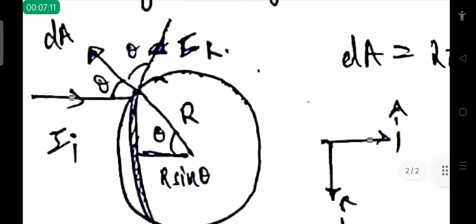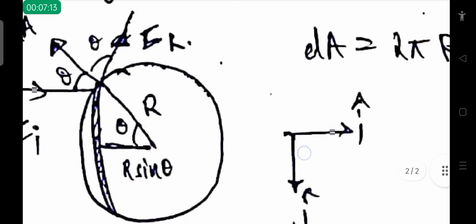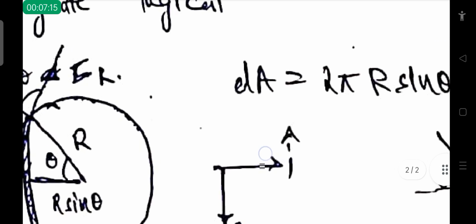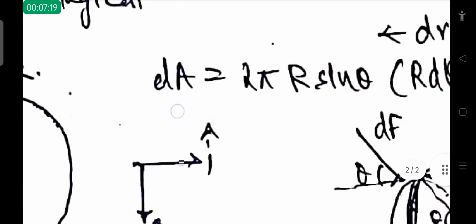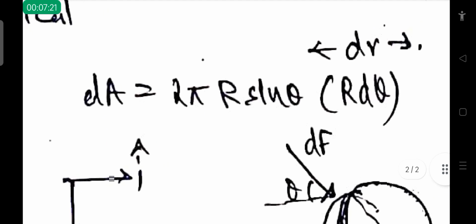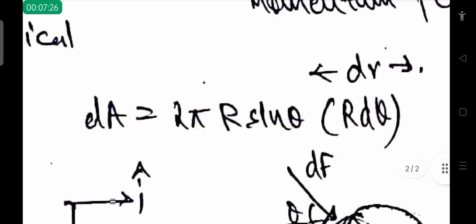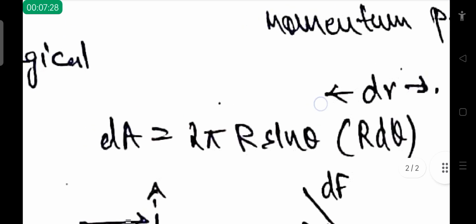Now here we can write dA as pi (r plus dr) whole square minus pi r square. I have not written this out, but directly written dA as 2 pi r sin theta into dr, and dr can be written as r d theta.